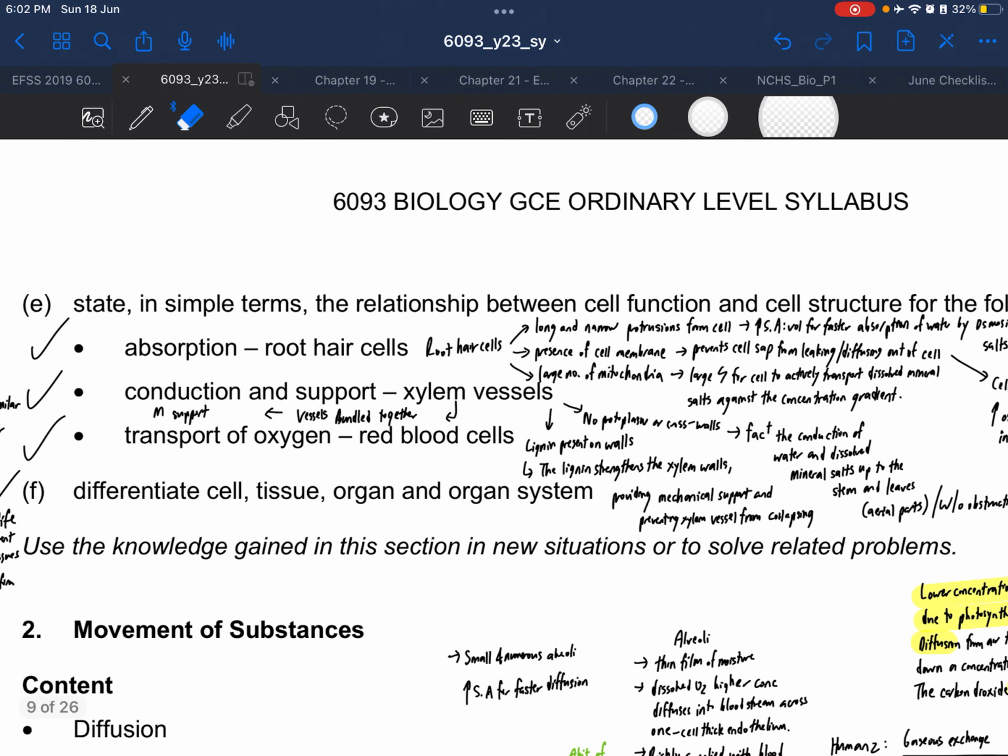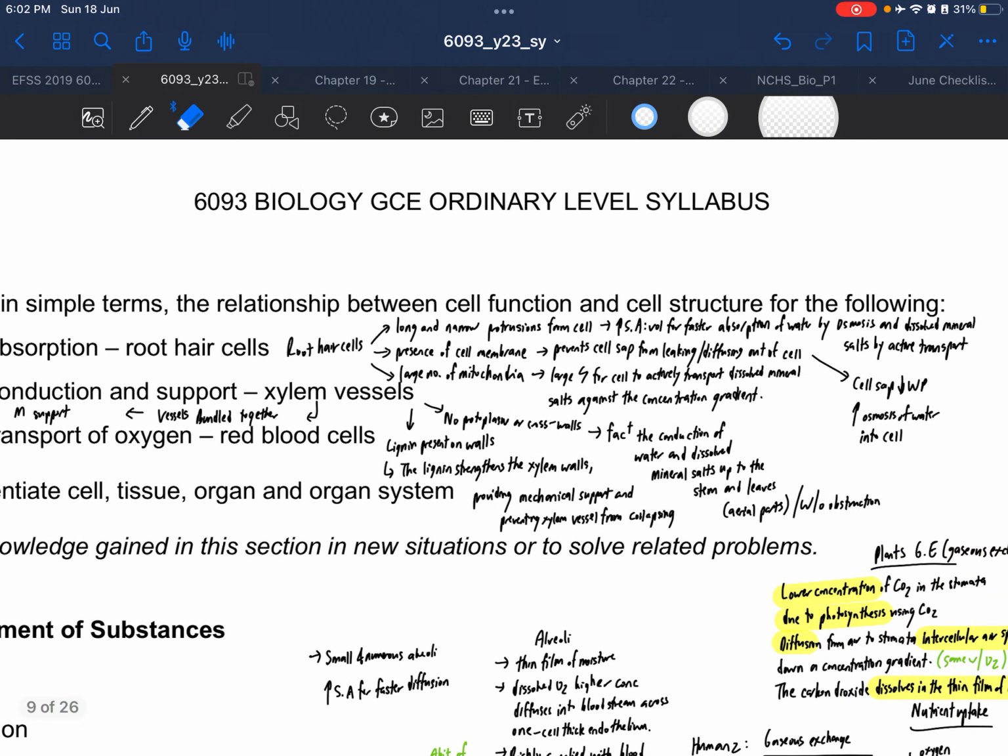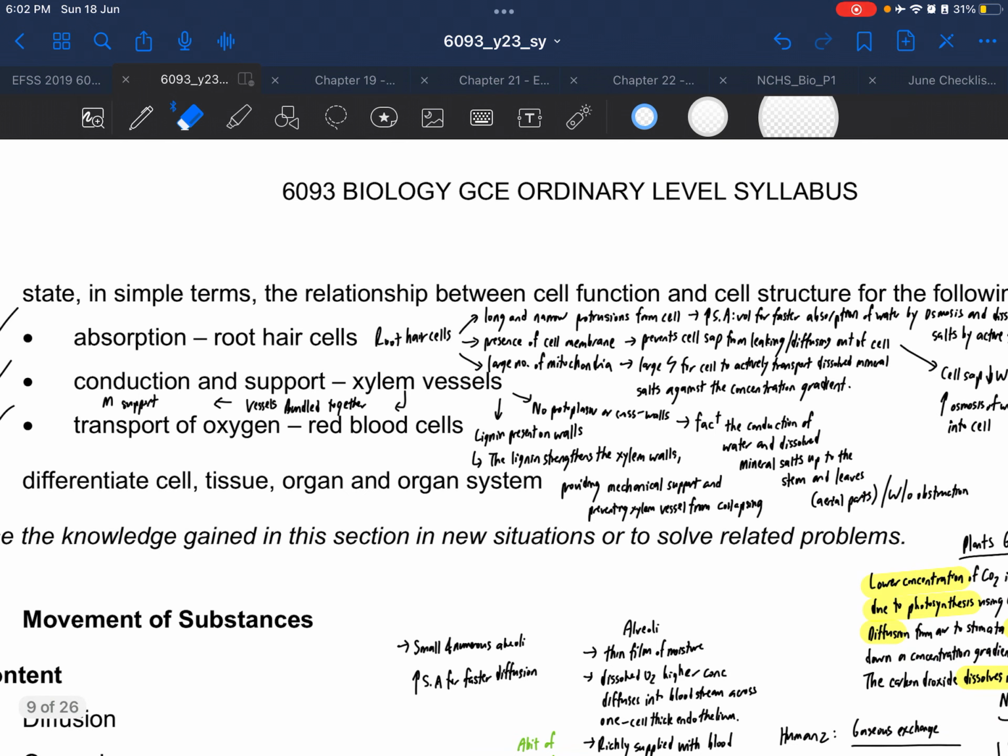So for xylem vessels, the first structure that can be linked to the function is the fact that they are bundled together. So they're bundled together so that they can provide mechanical support to the plant, so that it does not collapse easily when water flows through it. Another structure will be that the walls have lignin on them, so this helps to strengthen the walls and provide mechanical support to the plant, so it does not collapse easily.